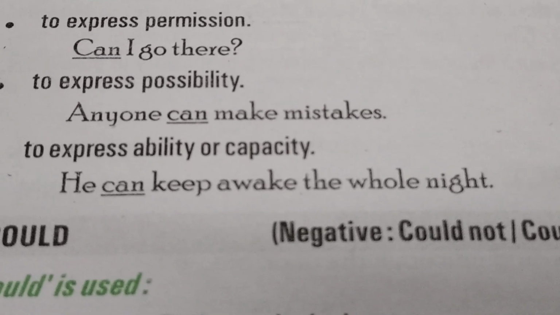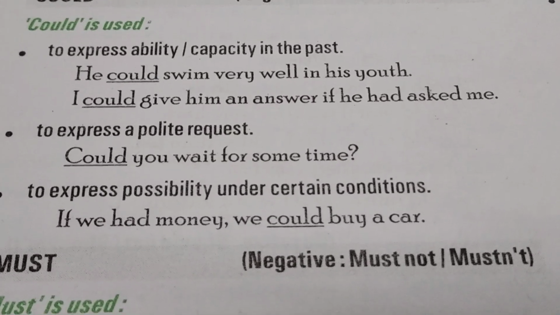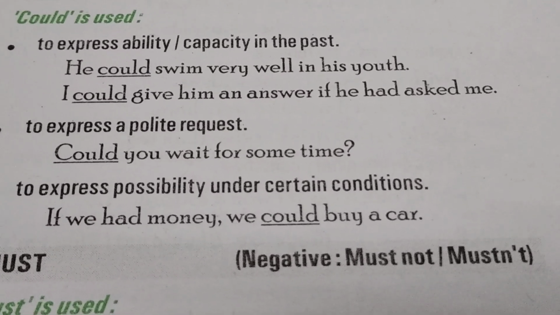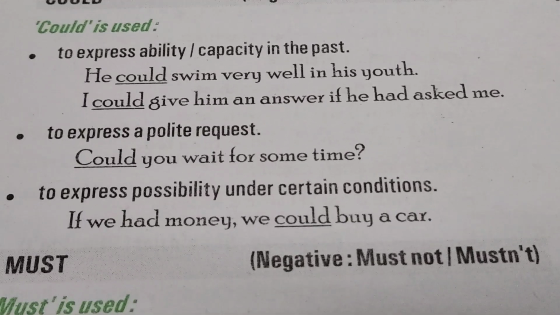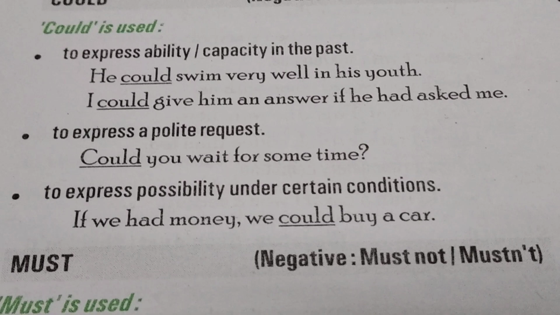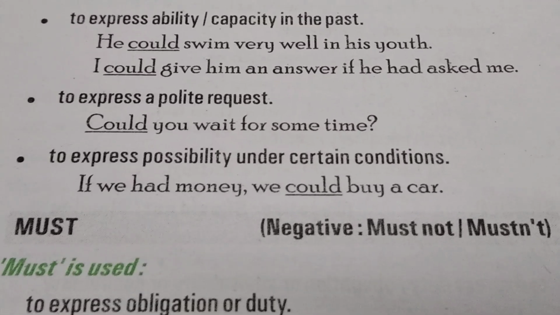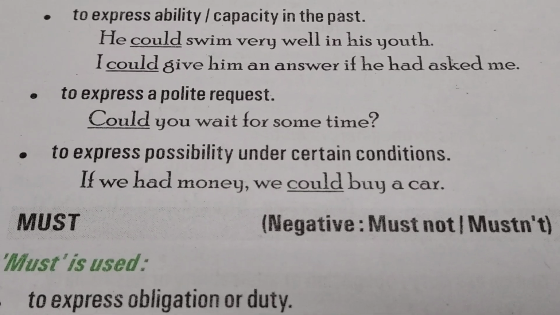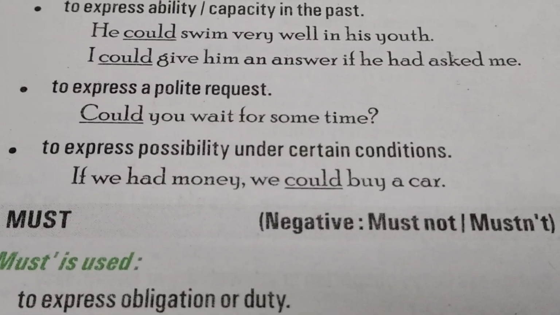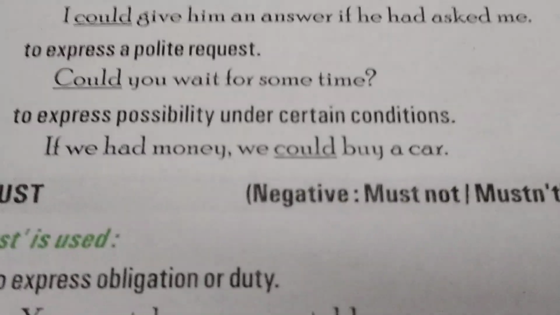Can is used for present tense, while could is the past of can. To express ability in past. He could swim very well in his youth. I could give him an answer if he had asked me. So the past version of can. To express a polite request. Could you wait for some time? To express possibility under certain condition. If we had money, means conditional sentence, we could buy a car.